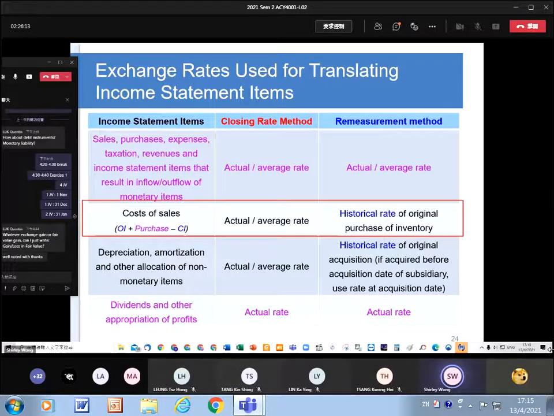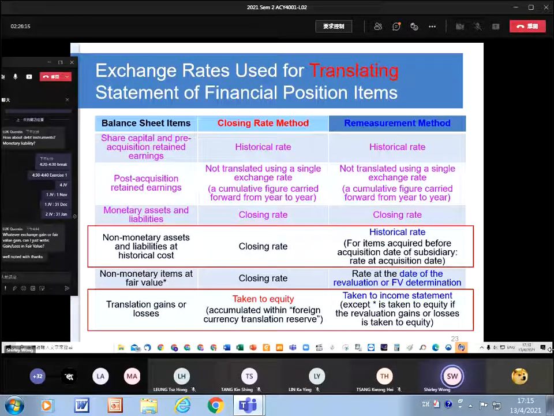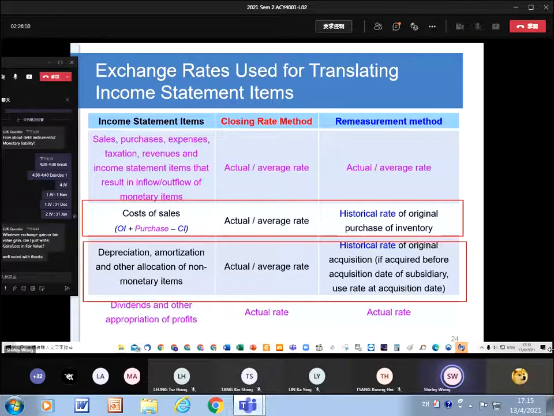So here it gives you the difference between the closing rate method and the remeasurement method. So please remember slides 23 and 24. When we prepare the translation, we need to go back to these 2 slides for reference and then do your translation.